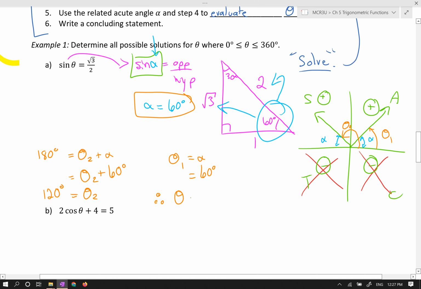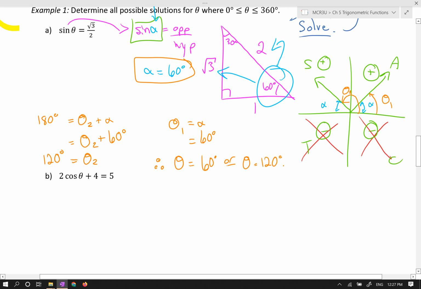So therefore, theta is equal to 60 degrees or theta is equal to 120 degrees. Fantastic. Nice work, folks. You just solved your first trig equation. Now, if you felt comfortable with that, jump in to 1b. We're performing all of the same steps, actually just one extra step to get us going at first. But you should be able to handle it.